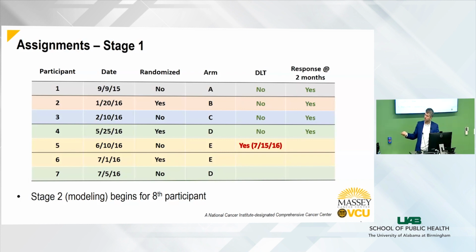So at that point, stage 2 begins with the modeling after 7 patients, but I'm using only the first 5 patients' data to do that modeling, right? So we're going through these periods where we're using less data than the full set to do our modeling and make dose allocations.